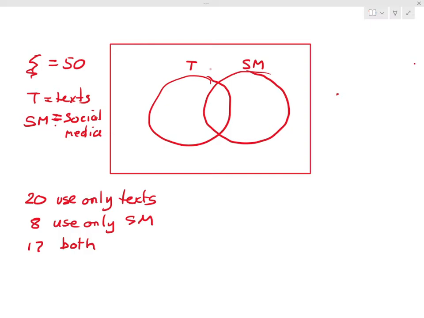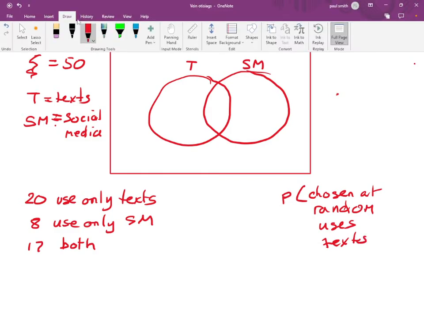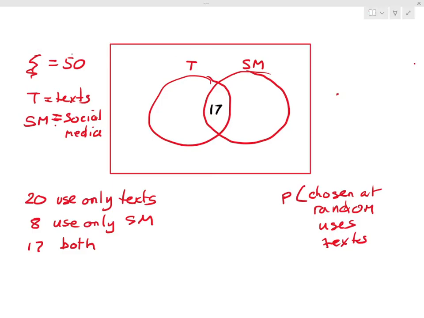And we'll have a probability question on this as well. What's the probability that someone chosen at random uses text? So let's have a look at this. Let's fill it in first. Let's change colours. 17 use both, so stick them in the middle. 8 use only social media, so they go over there.